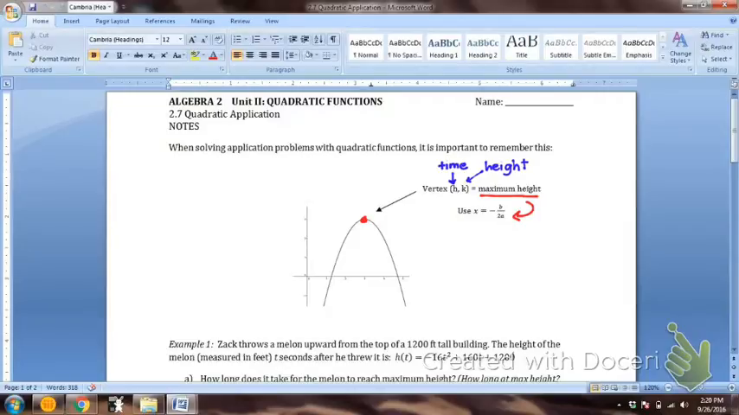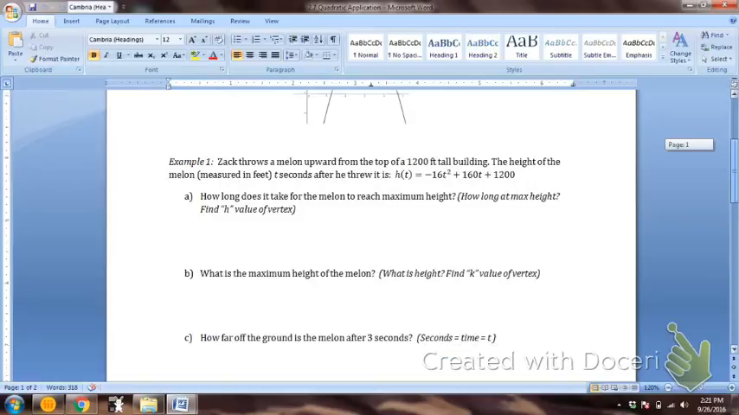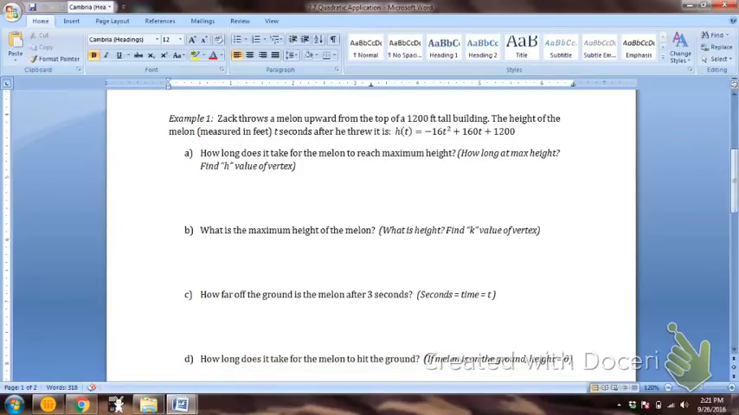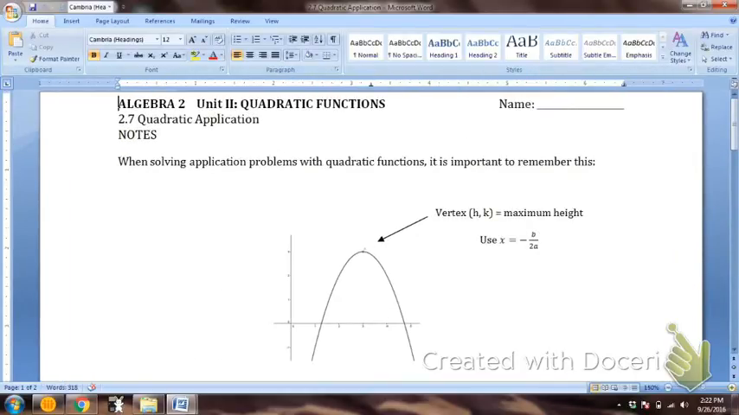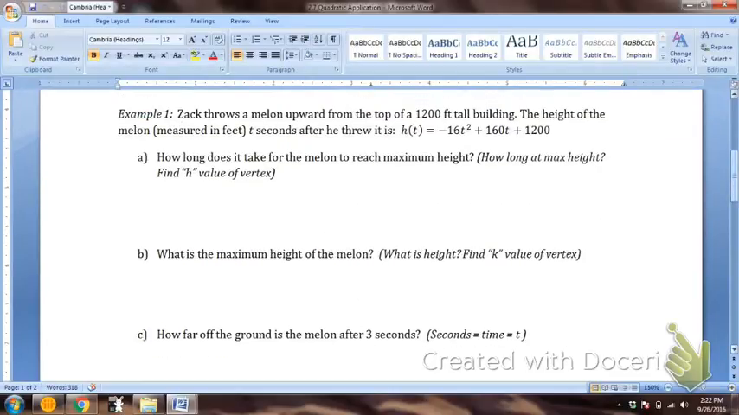All right? Okay, so the first example says, Zach throws a melon upward from the top of a 1,200-foot tall building. The height of the melon, t seconds after he threw it, is represented by this equation. Now, one of the things that I'm going to ask you to do is to draw a representation of what this looks like. Okay? So in math, a picture screams 1,000 words. Yeah, screams. Not just says, but screams.